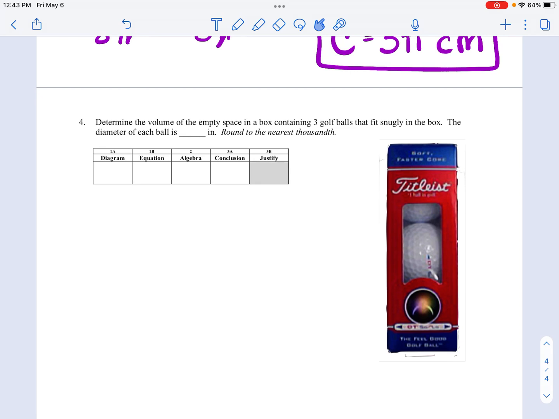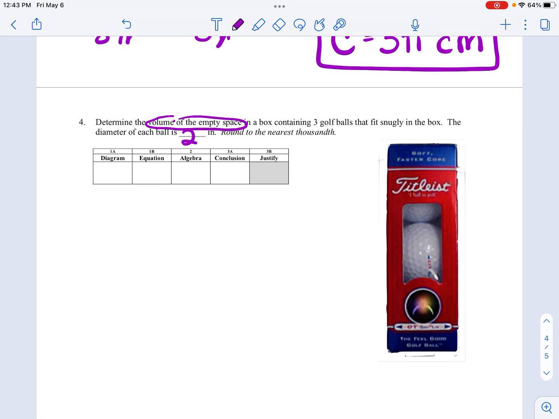And finally, last but not least, real life problems. We actually use spheres a lot in the world. Determine the volume of empty space in a box containing 3 golf balls that fit snugly in the box. The diameter of each ball is 2 inches and round to the nearest thousandth. So I want to figure out how much empty space.